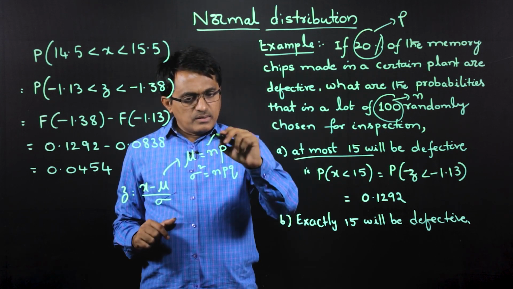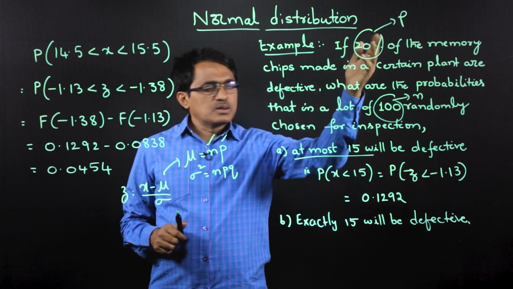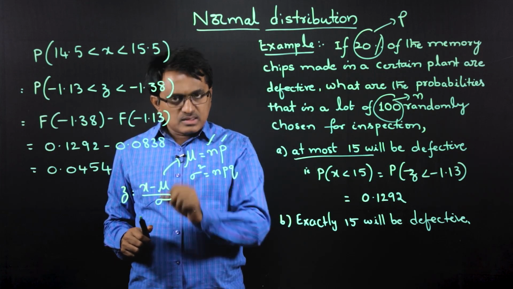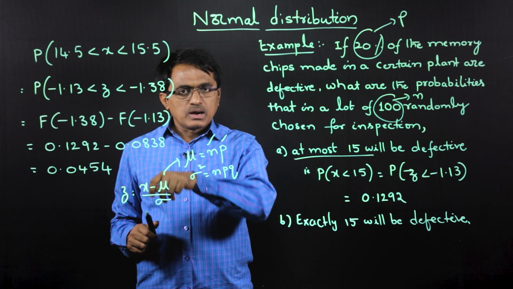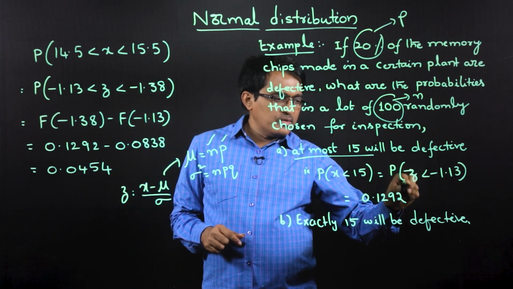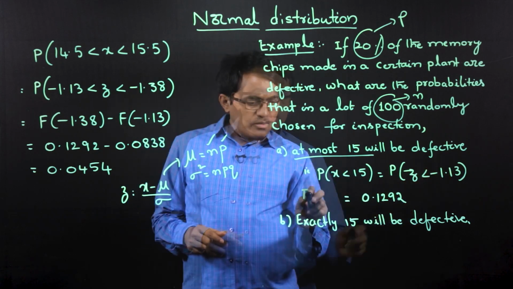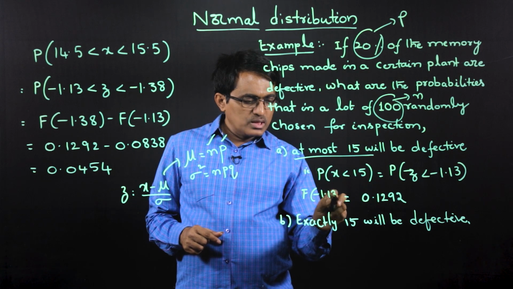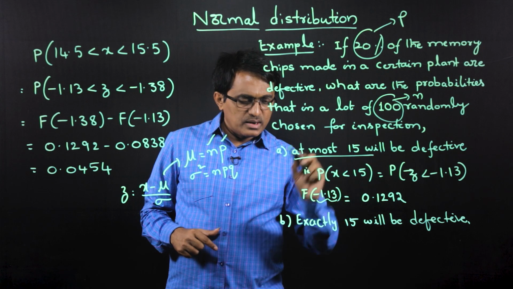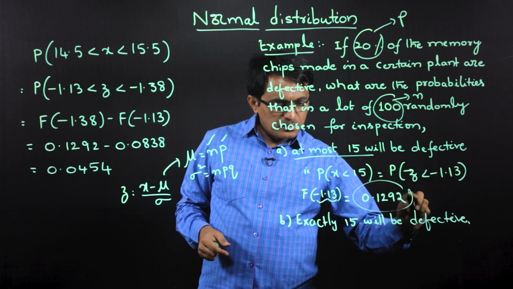So here n is available: n = 100 and p is 20%. By using this we can get mu as well as sigma, which we require to convert the normal distribution into the standard normal distribution. Then we get P(Z < -1.13), which is nothing but F(-1.13), where from the normal distribution tables we can get the required value corresponding to -1.13, where we get this probability.